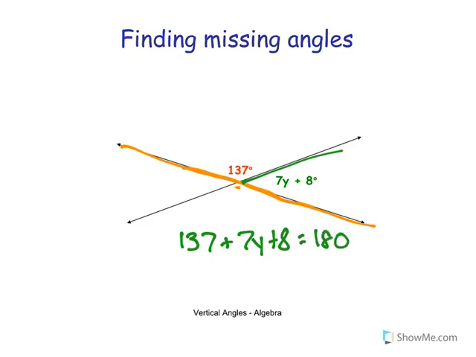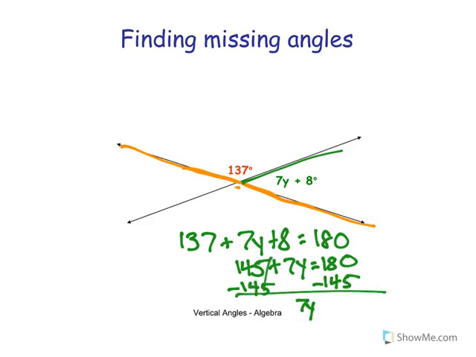Now at this point, someone usually says, well, can't we do 180 minus 137, and that's the acute angle? And I can say, sure, we can do that, but they're still going to want us to find the value of the variable and the measure of the angle. So we're going to have to do both regardless. So I get 145 plus 7y equals 180, right? Which means that 7y is equal to 35, which means y is 5.